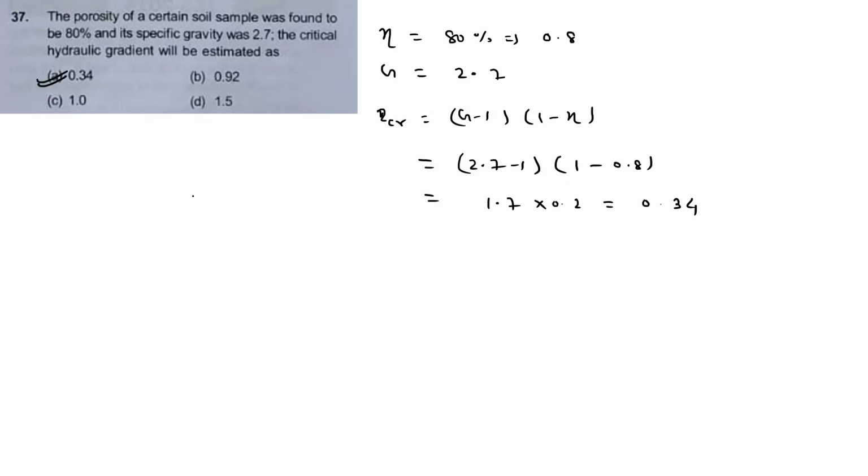Now question number 38. Coefficient of permeability of an underground stratum is 0.001 meter per second. Discharge obtained from a well of area 20 meter square dug into the stratum with a drawdown of 2 meter. So drawdown is 2 meter, that is i is equal to 2.